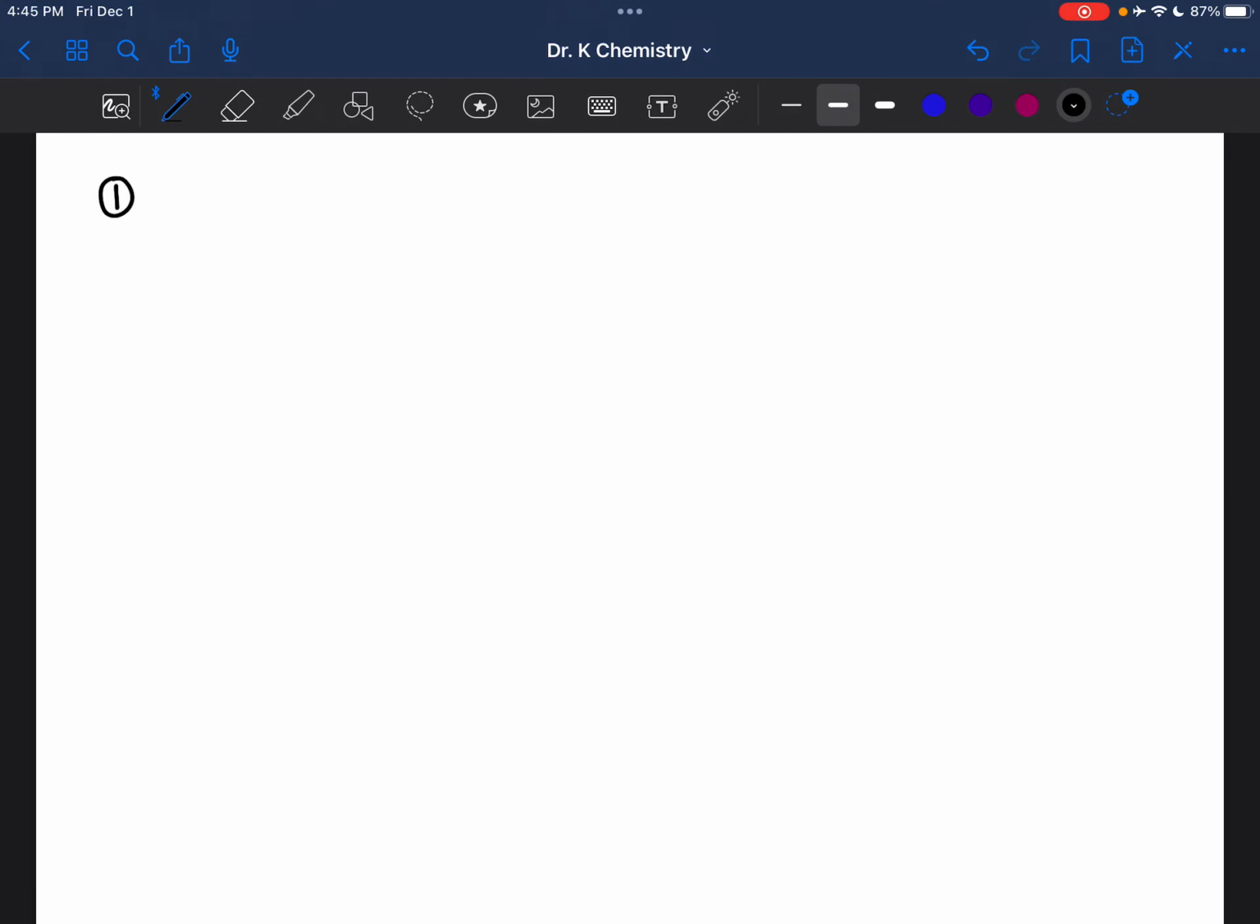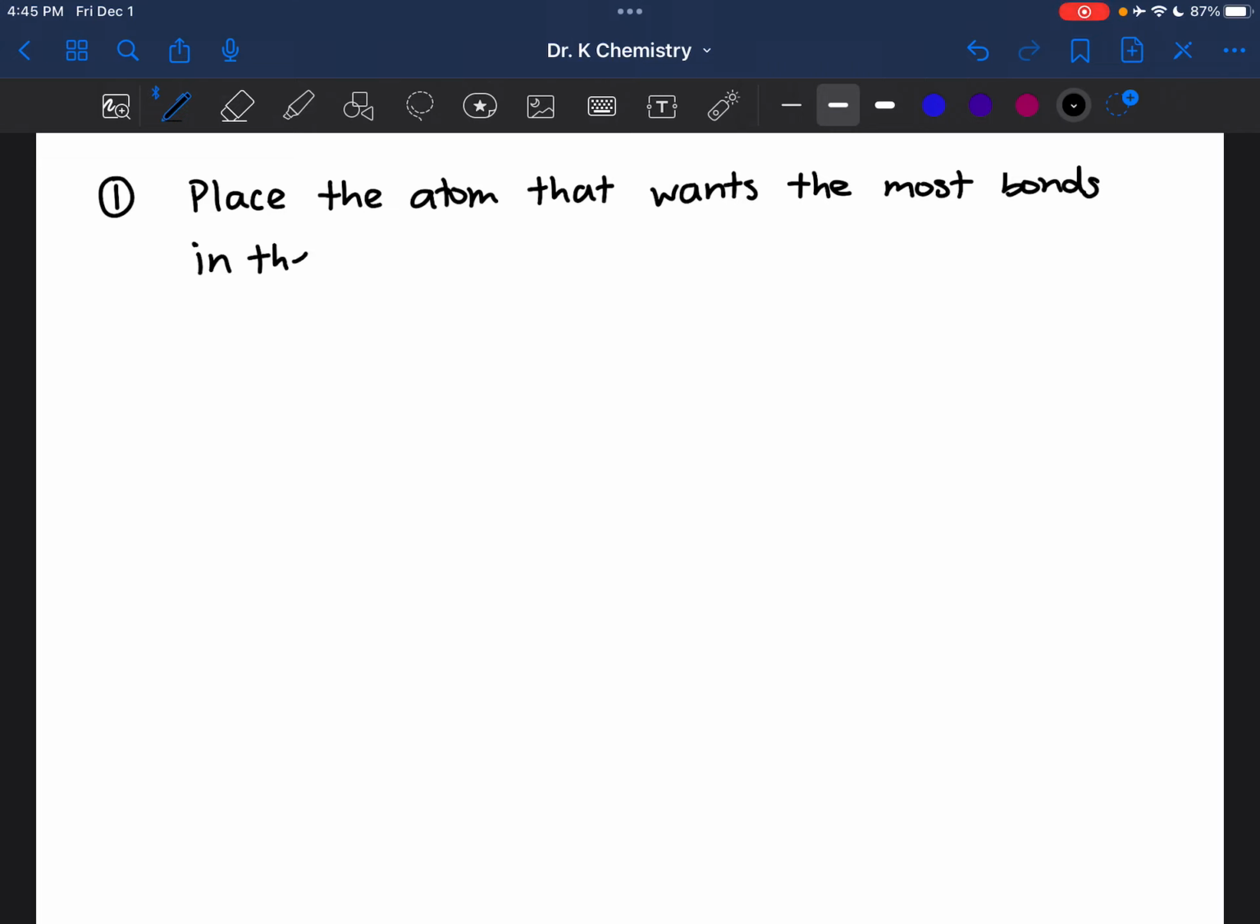Once we have that information, the first thing we're going to do is place the atom that wants the most bonds in the middle of the structure. So the atom that wants the most bonds will be the central atom. Usually this is the atom that there is the least of in a particular formula, but that's not always the case.